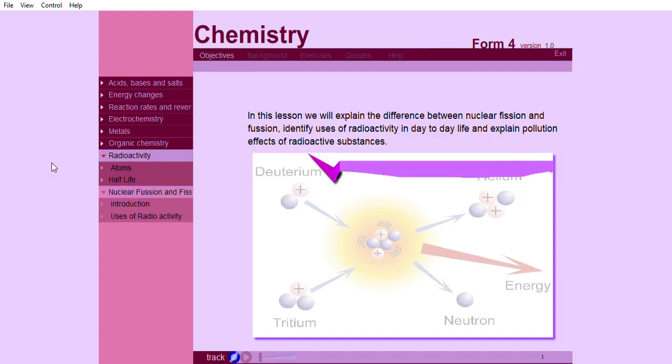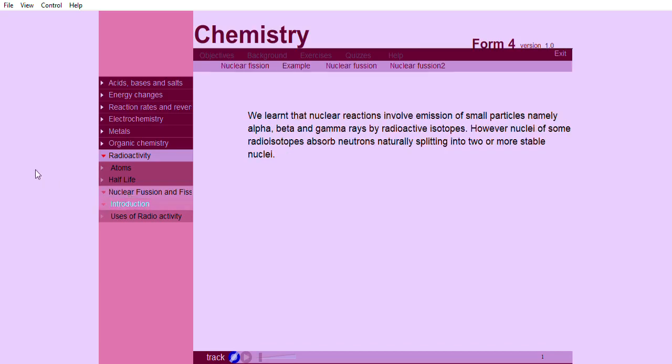In this lesson, we will explain the difference between nuclear fission and fusion, identify uses of radioactivity in day-to-day life, and explain pollution effects of radioactive substances. We learned that nuclear reactions involve emission of small particles, namely alpha, beta, and gamma rays, by radioactive isotopes.